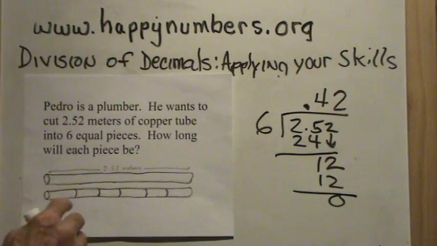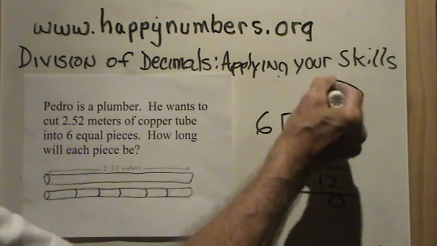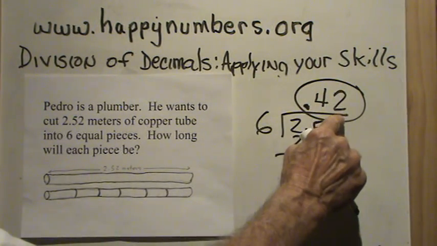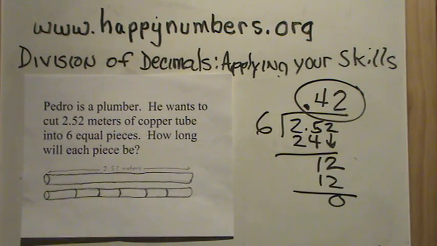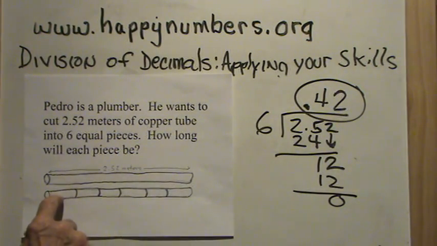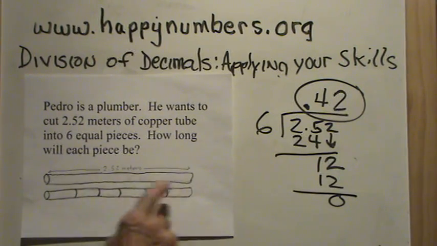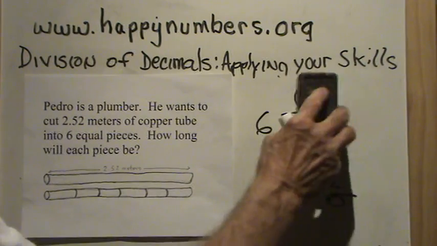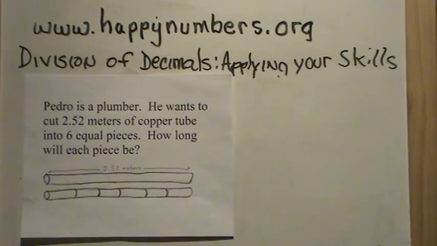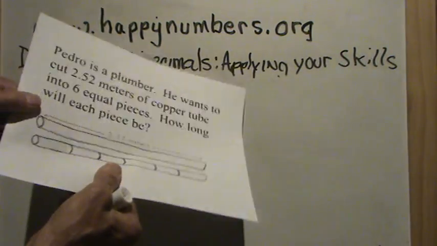So each piece of pipe then will be 42 hundredths meters in length. So this will be 0.42 meters, 0.42, 0.42, 0.42, and when we add them all up, it would be 2.52 meters. Very good. Well, now I'm going to put a problem up for you to work.